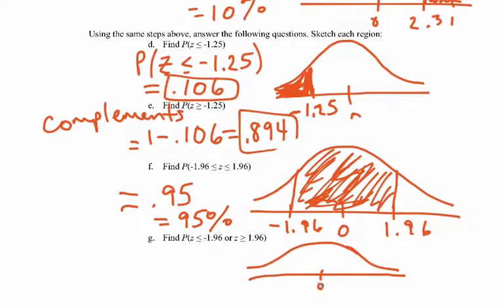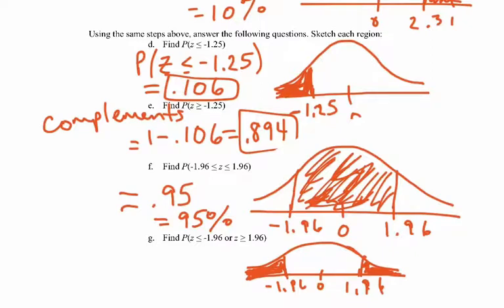So if 0 is here, negative 1.96 is here, positive 1.96 would be here. So less than negative 1.96 would be this end of the graph. Greater than 1.96 would be this end of the graph up here. Those are the tails, or the opposite of what we saw in the previous example. So in the previous example, we wanted the area between those two numbers. Now we want the extremities on the outside of those two numbers.